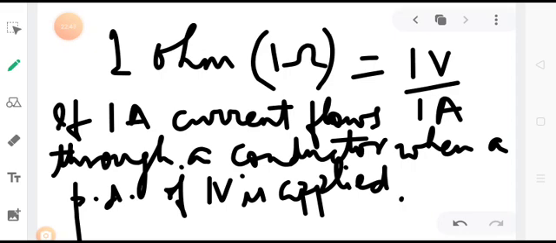We will discuss about the factors affecting resistance, specific resistance, and ultimately how resistance proves to be an advantage as well as a disadvantage in certain situations. What does it ultimately lead to? All these things we will discuss in our next class.